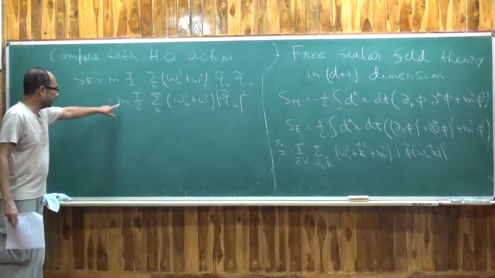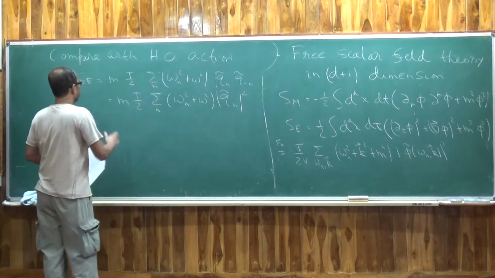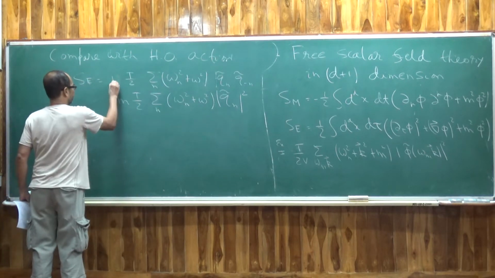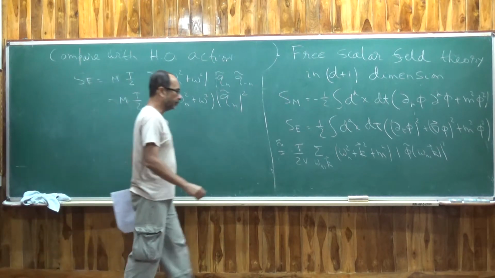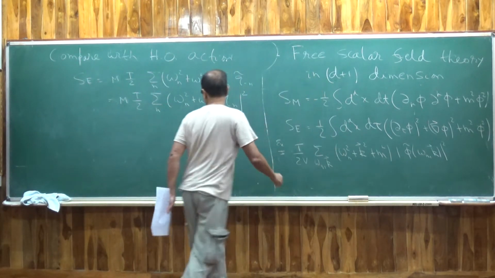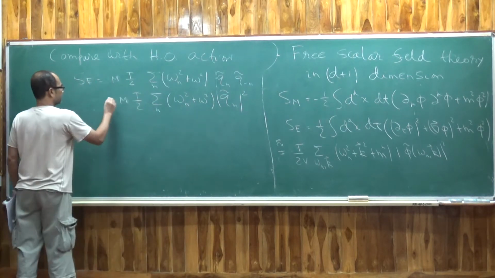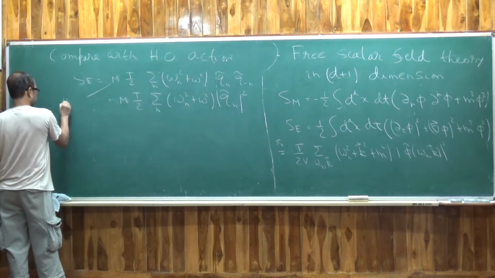So now let's compare this with this. Let me put this as capital M, just not to confuse with the m, which is the field theory mass. This is the harmonic oscillator mass.